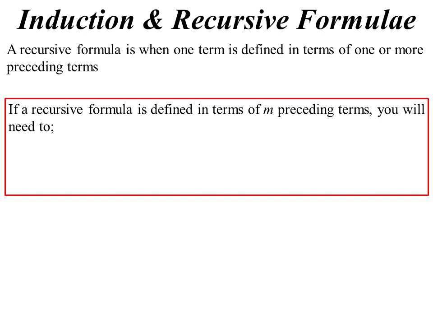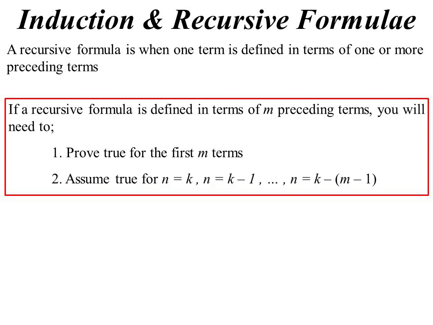So then you would need to prove it true for the first m terms. So it might be more than just proving it true for the first case. You might have to prove it true for the first 2 cases. Things like that. And then you'll assume it true for n equals k. Well, I've gone backwards, so k minus 1 and so on. But again, you will need as many assumptions as there are terms in your recursive formula.